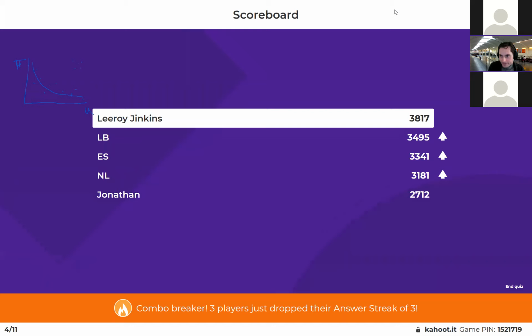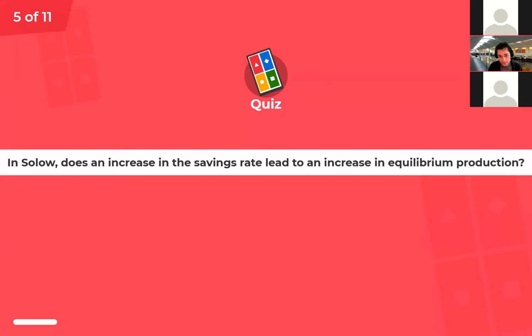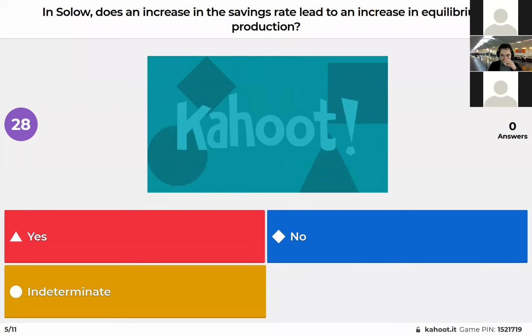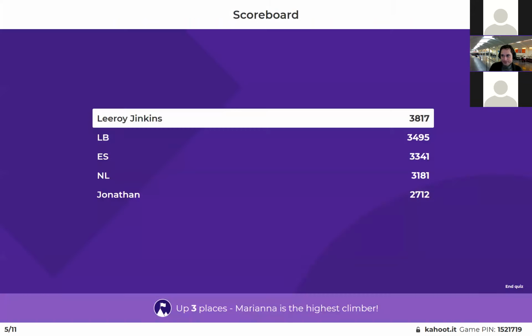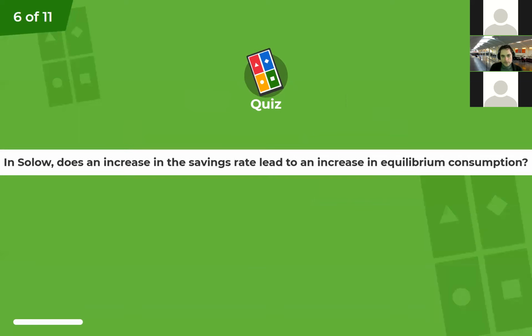Get rid of my Phillips curve. In Solow, does an increase in the savings rate lead to an increase in equilibrium production? Okay, now I'm not going to say anything about this until after the next question. In Solow, does an increase in the savings rate lead to an increase in the equilibrium consumption?